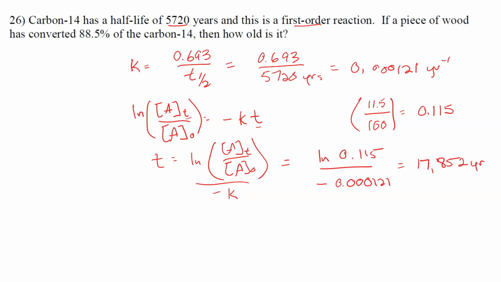This will give you 17,852 years. And remember, units on the rate constant would be 1 over years, which is why our units for our final time are in years. Units for our concentrations cancel each other because they're identical to one another. So it's a nice, neat solution.